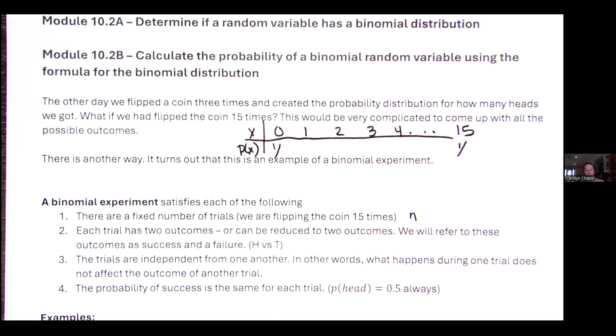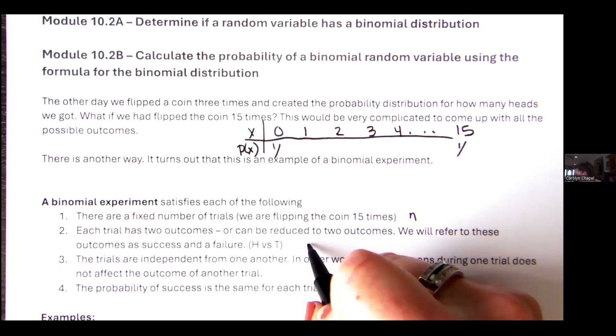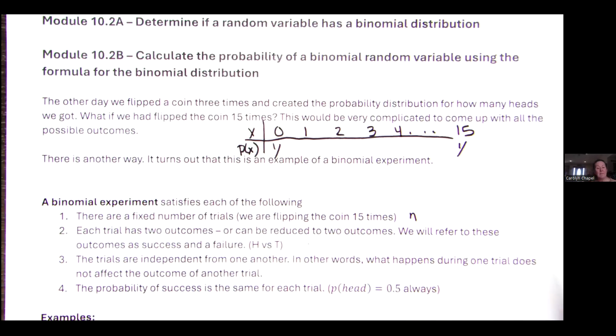Each trial has 2 outcomes. We will call those 2 outcomes a success, based on whatever we're looking for, or a failure. The trials are independent from one another, meaning that what happens in one trial does not affect what happens in the other. So when I flip a coin once and get a head, that head doesn't diminish the fact that I can get a head again later. So what happens on my first trial doesn't affect what happens on my second.